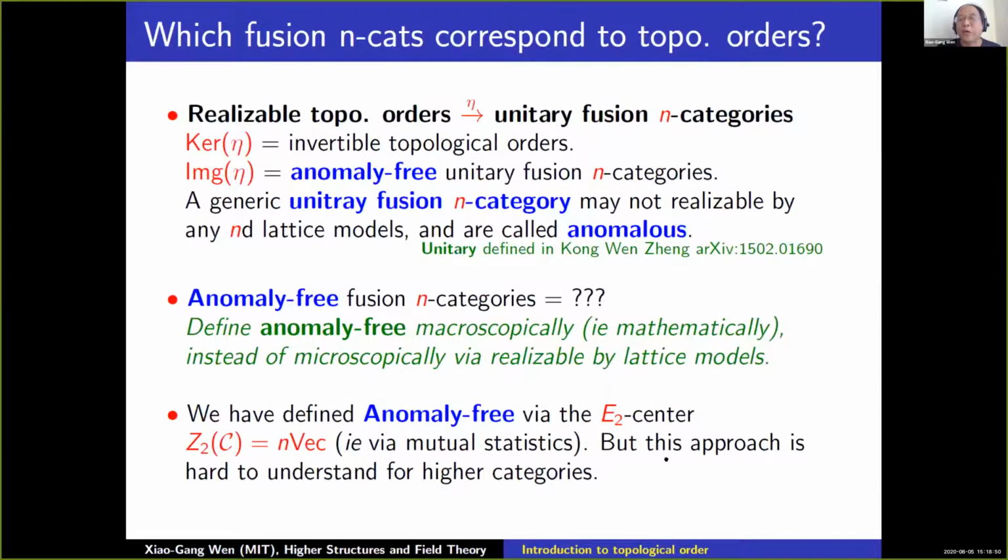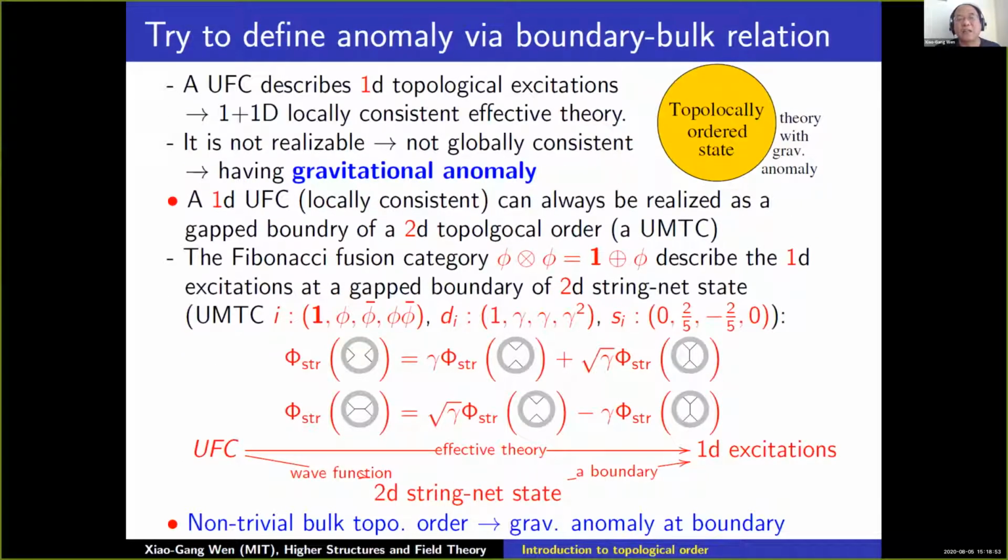So here, to identify this anomaly-free fusion N category, this special class of fusion N category which can be realized by a lattice model, we use the so-called boundary-bulk relation. We already said that anomaly, or gravitational anomaly, means an obstruction to being realizable. But the question is, what is this obstruction? To understand this obstruction more explicitly, we notice the following thing.